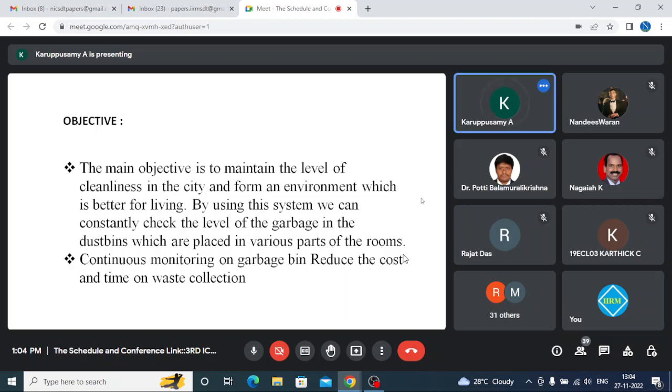Good afternoon, sir. My name is Karupusamy. I will talk about the objective. The main objective is to maintain the level of cleanliness in the city and create an environment which is better for living. By using the system, we can constantly check the level of the garbage in the dustbins, which are placed in various parts of the rooms. Continuous monitoring of garbage bins reduces the cost and time of waste collection.